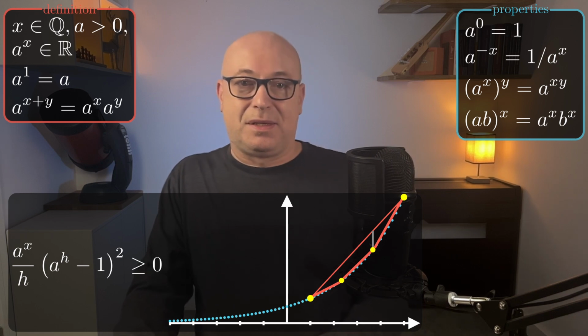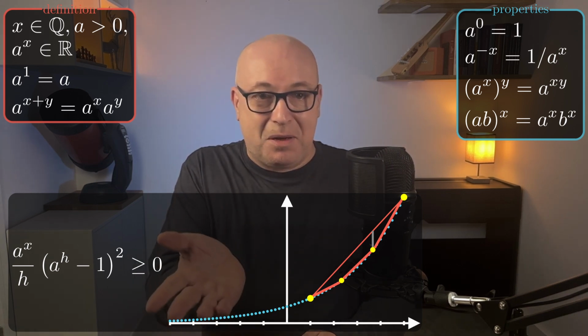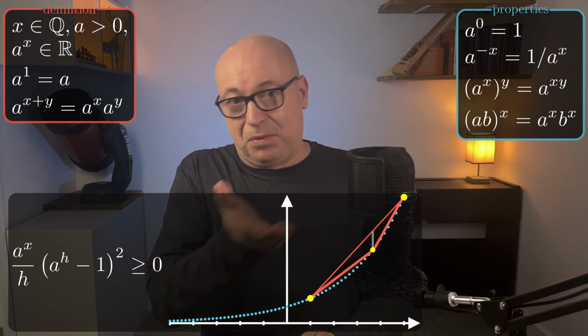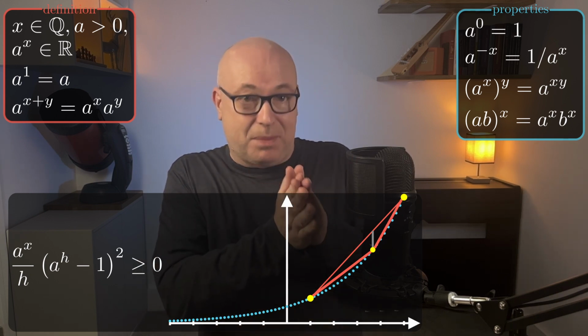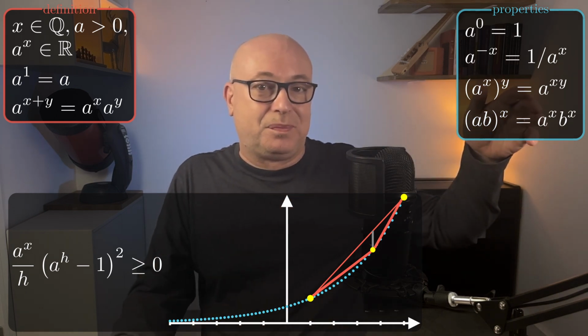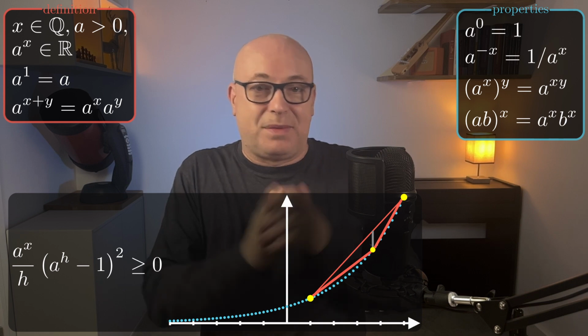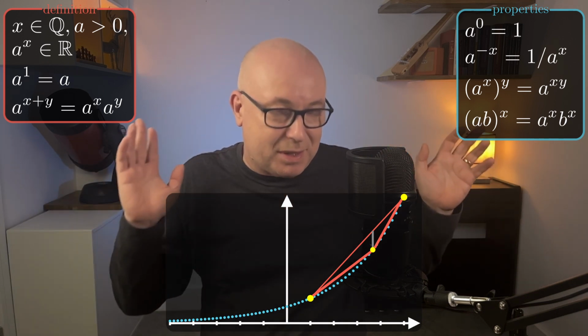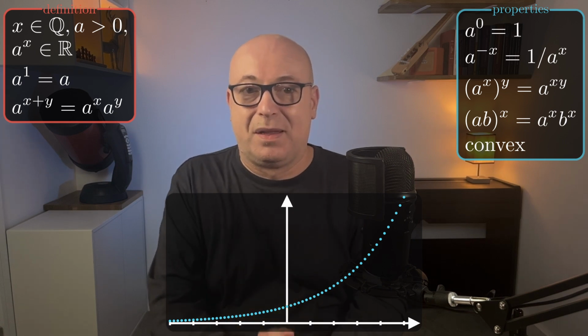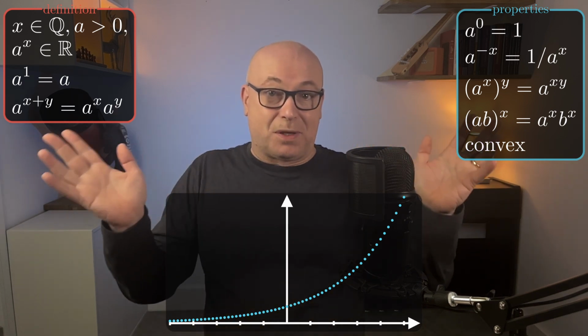Now this means that the gradient joining the left point of the interval to our intermediate point must be less than the gradient joining our intermediate point to the right of the interval. And this is equivalent to our point being below the line joining the endpoints, so it's convex. Okay, great, but so what?